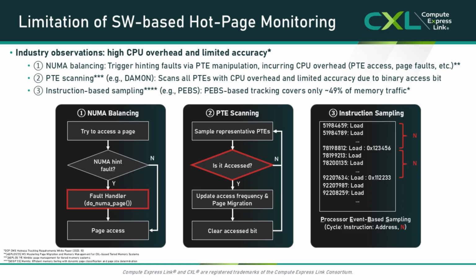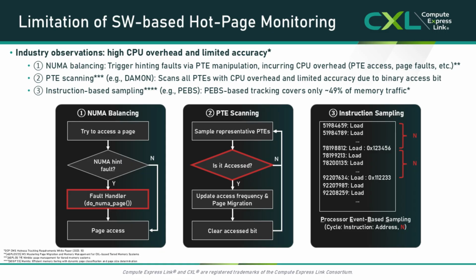PTE scanning approaches have similar limitations. They require scanning all PTEs in their target region, which is costly, and they rely only on the single access bit, which limits the granularity of the information. In other words, the access bit only indicates whether a page was recently accessed, but it does not capture access frequency or temporal patterns. So as a result, the accuracy is inherently limited.